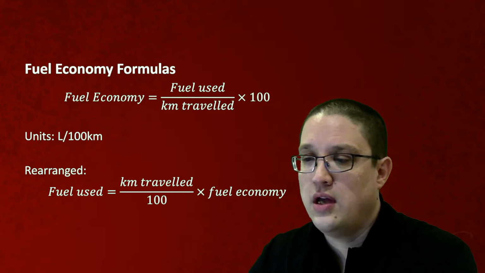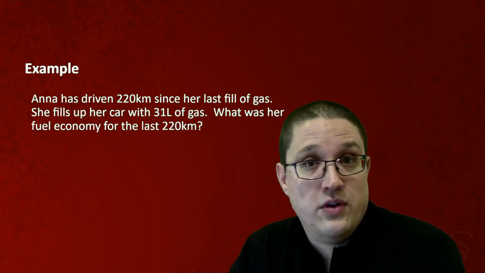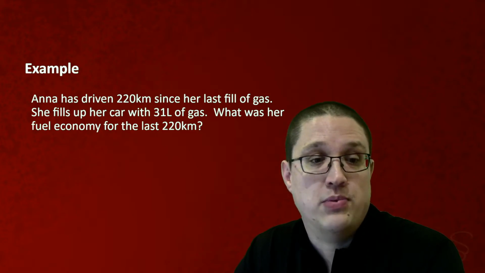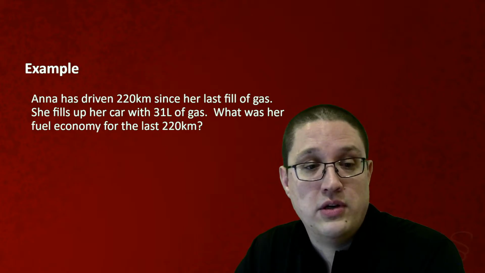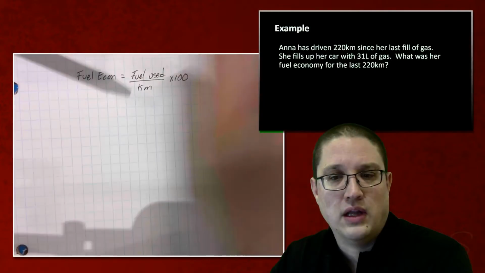So let's take a look at a quick example here. One of the things that you can often do is measure how much distance you went between fill-ups and how much gas you put in your car. In this case, Anna has driven 220 kilometers and used 31 liters of gas. So what would that look like?